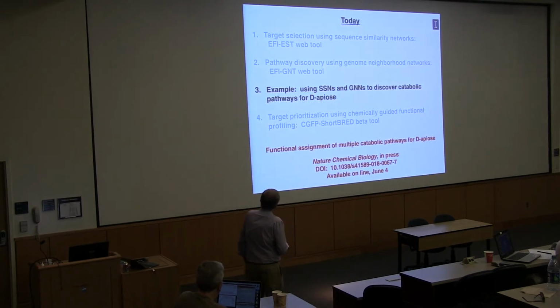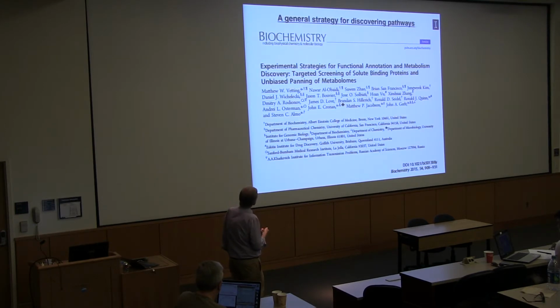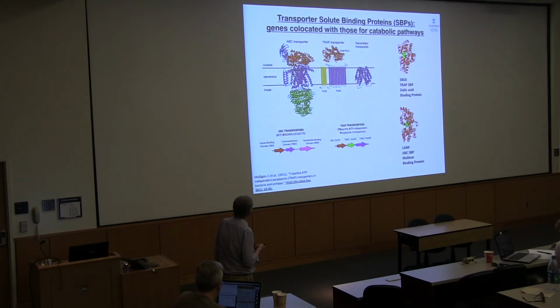Okay, so I want to spend a few minutes talking about the use of SSNs and GNNs to discover pathways. I'm going to talk about solute binding proteins as a way to facilitate the discovery of new pathways. And these are solute binding proteins for transporters. There are ABC and TRAP transporters. These have extracellular or periplasmic solute binding proteins that will bind the solute that is going to be transported by the membrane components of the transporter.